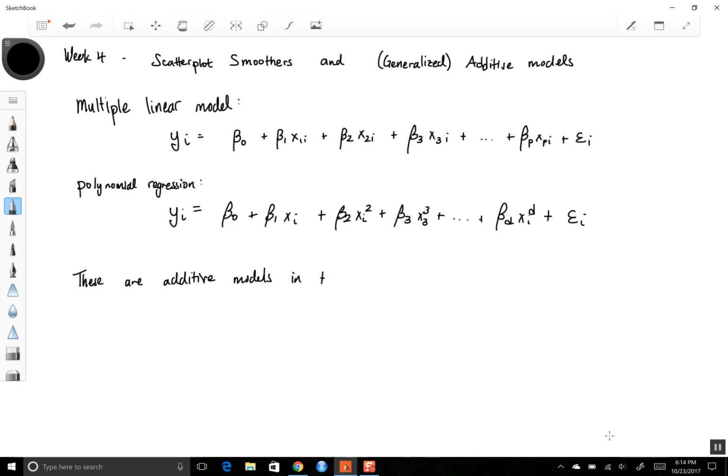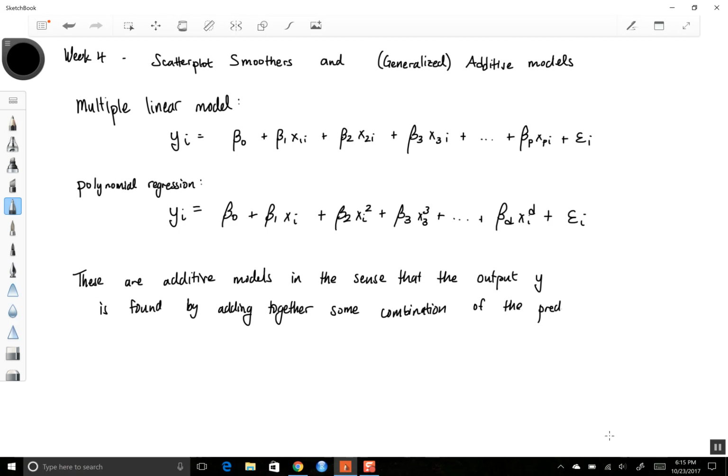So these are additive models in the sense that the output y is found by adding together some combination of the predictors. And with a linear model, we have nice interpretability, okay?